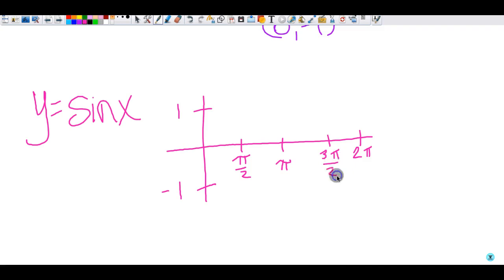I would like it if I could have written that a little bit smaller. I have trouble writing small with this stupid stylus.